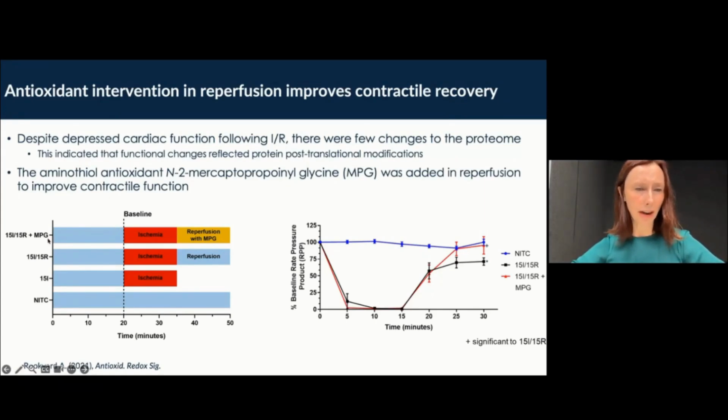Each one of our hearts had a 20-minute baseline period. We have a group that went for 50 minutes of non-ischemic time control, and this was our physiological control. We had a group that was exposed to 15 minutes of ischemia. We had a second group of hearts that was exposed to 15 minutes of ischemia, followed by 15 minutes of reperfusion. And lastly, our MPG treatment was delivered just in our reperfusion period.